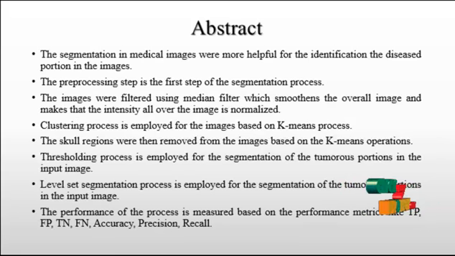Let us discuss the abstract of the project. Brain tumor tissue reduction allows us to localize a mass of abnormal cells in a slice of magnetic resonance, that is, an MR image. Segmentation in medical images is helpful for identifying the diseased portion of the images.